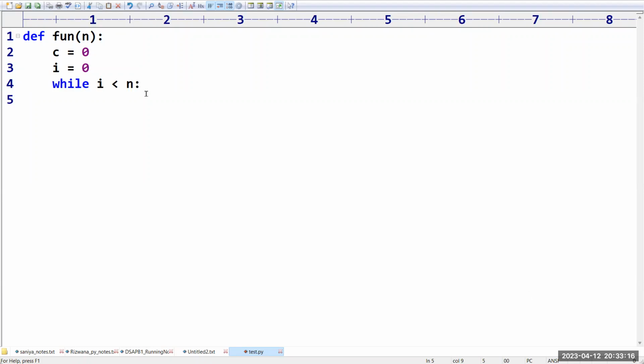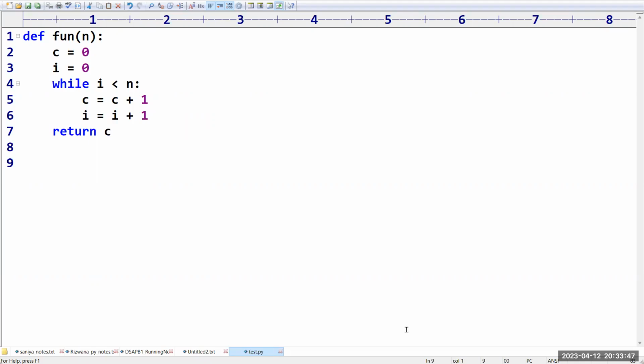Okay, so until my i value is less than n, I am going to do one activity. What is that activity? Count is equal to count plus 1. Then updating the value of i: i is equal to i plus 1. Like this I am repeating, and finally I want to return the value of count.